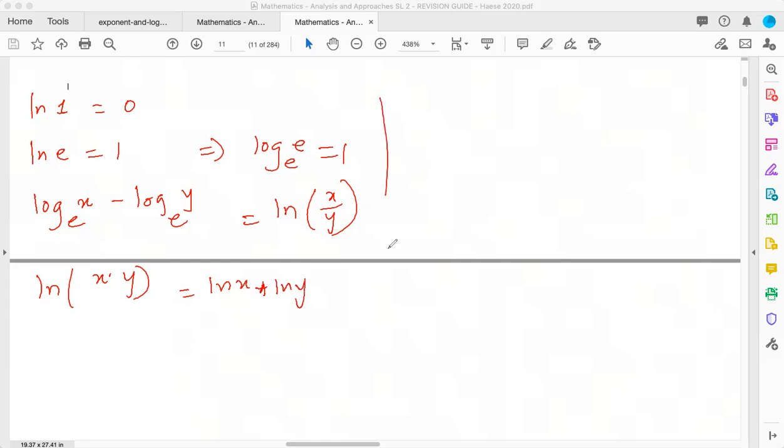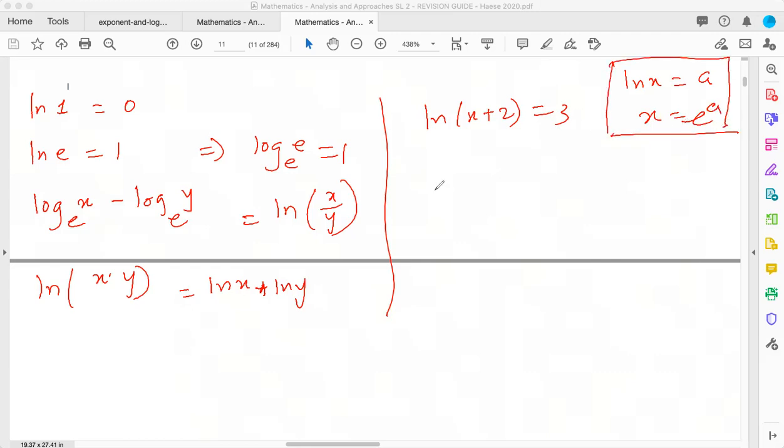The only thing is that while problem solving, just be careful with the base e. For example, if you have ln x plus ln x plus 2 equals, let's say, 3, then how do you solve this? If you have ln x is a, then x is e to the power a. So you have to remember these, sometimes they become confusing. So x plus 2 is e to the power 3, and you get x is nothing but e to the power 3 minus 2, which you can find the exact value of using your calculator.